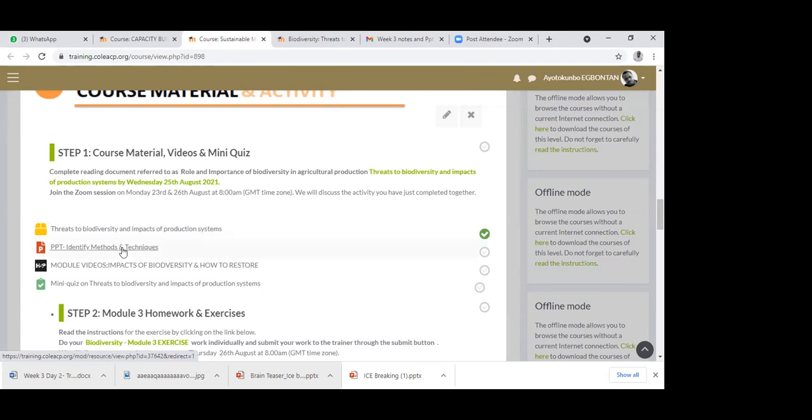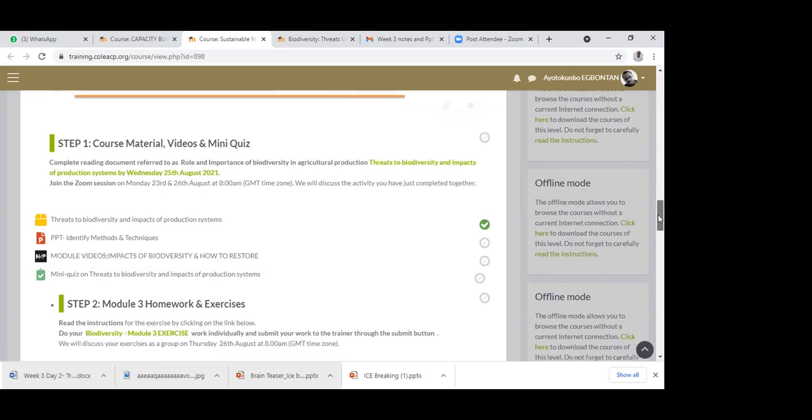Then the PowerPoint presentation she used is also right here. You can see it, PPT, identify methods and techniques. Then if you go over to H5P, this is a presentation on video, strictly video. So you can watch these videos to enhance your knowledge on identifying impacts and methods. Then you can also test your understanding with the mini quiz concerning the topic that has just been treated. That I advise you do as quickly as possible so that you will not forget what you have learned.